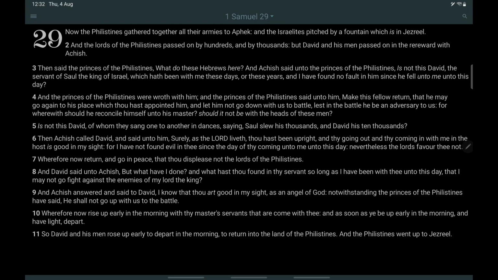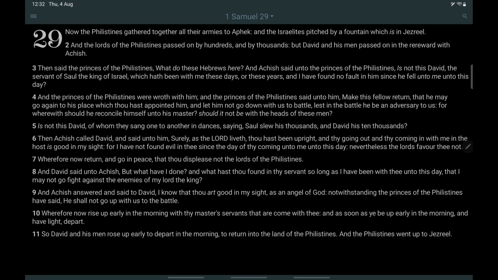Then said the princes of the Philistines, so these are the leaders of the other city towns, "What do these Hebrews here?" And Achish said unto the princes of the Philistines, "Is not this David, the servant of Saul, the king of Israel, which have been with me these days, all these years, and I have found no fault in him since he fell unto me this day?" And the princes of the Philistines were wroth with him.